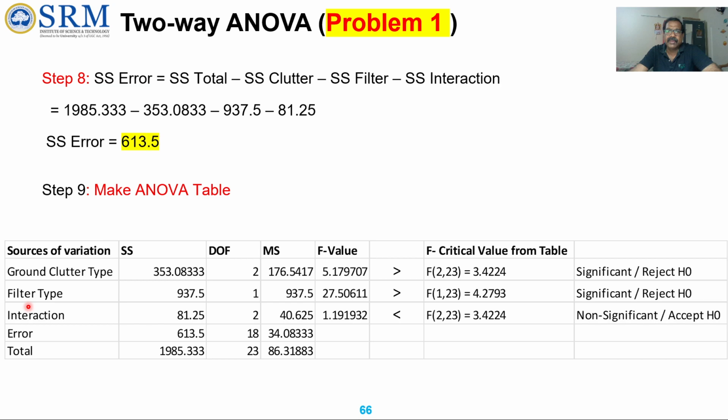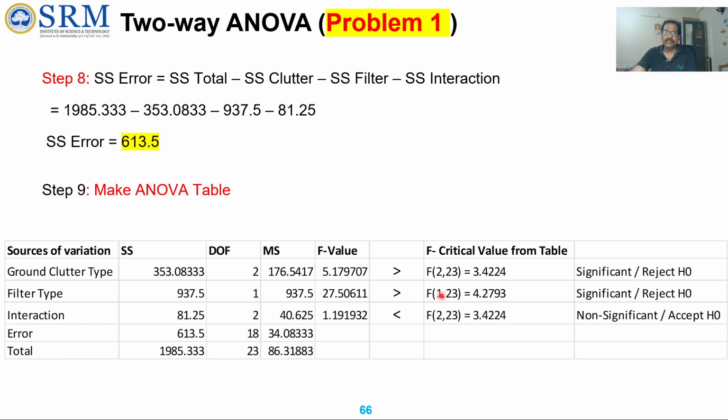Similarly, the mean square of filter type divided by error gives us the F value for filter type, and interaction also. Then 2 comma 23, 1 comma 23, 2 comma 23 will give us the F critical values from the table. Then we can compare whether significant or not, and accept or reject the null hypothesis. Okay, so this is problem 1.